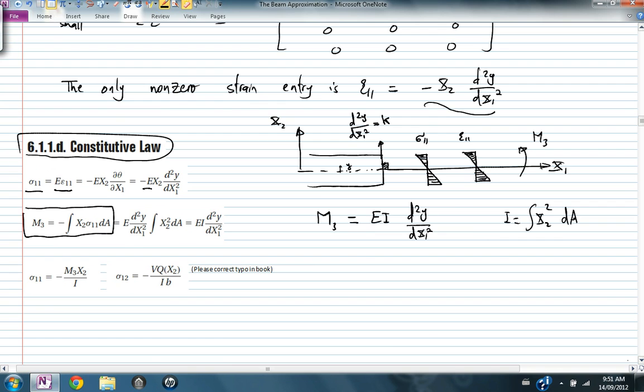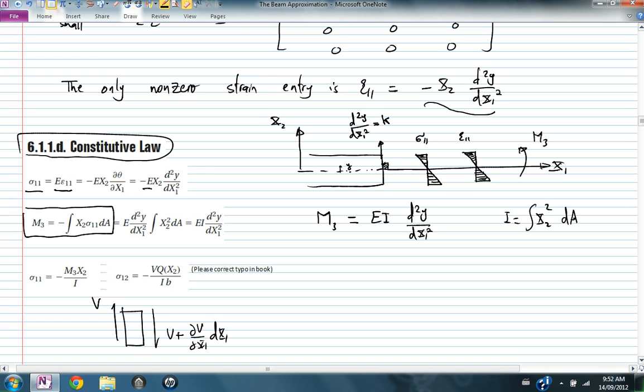Now, if we use the constitutive law, we will not be able to calculate any shear stress because we don't have any shear strain. So why would there be any shear stress? However, when we drew the beam, we put here a shear force V and a shear force V plus partial V by partial X1 dx1. So this inconsistency is also due to this restrictive assumption. It's almost like saying that the shear modulus is infinite. It's assuming as if there is shear stress without any shear strain.